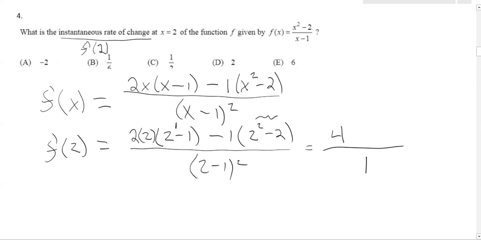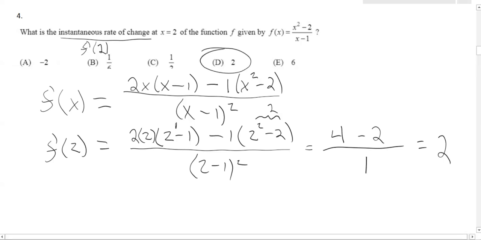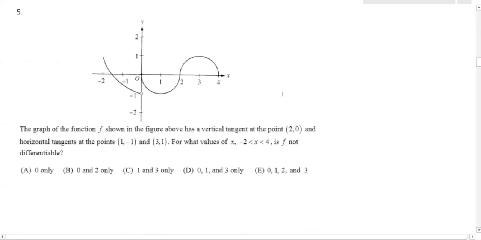Here 2 squared minus 2 is 2. So you have minus 2. And then so you have 4 minus 2 over 1, which is 2. Choice D right there. All right, moving along.